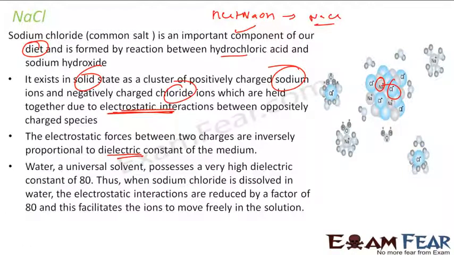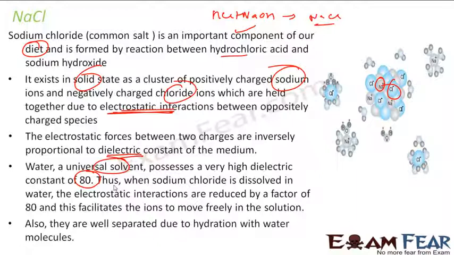Right. So water is a universal solvent. It possesses a high dielectric constant, and that's why sodium chloride dissolves easily in water. And also the ions are well separated due to hydration with water molecules. For example, as I have shown, the water molecule is like this, H2O. This side has partial positive charge, and this has partial negative charge, right? So the partial positive charge will attract Cl minus ion, and the partial negative will attract Na plus.